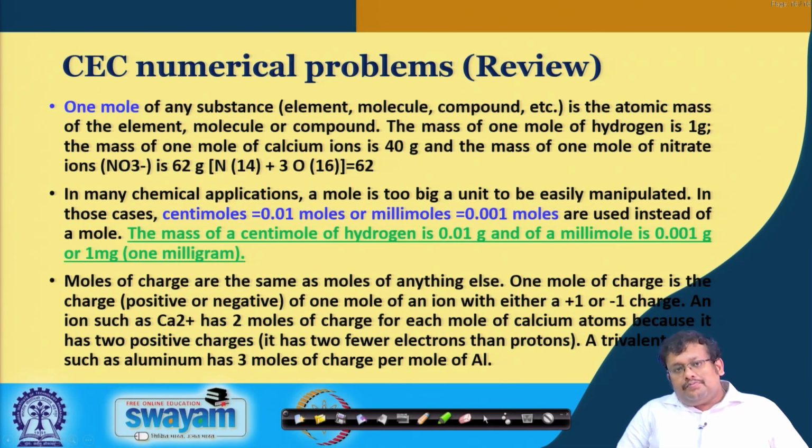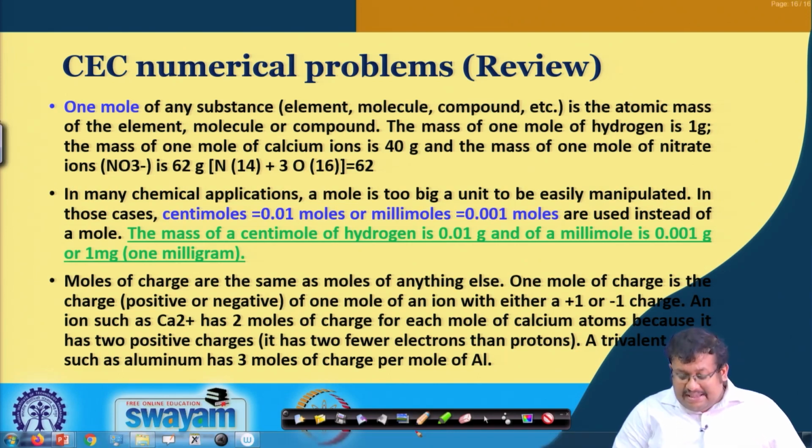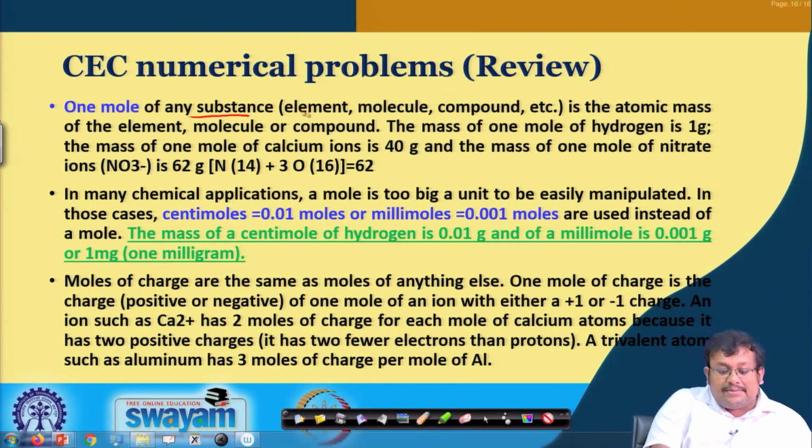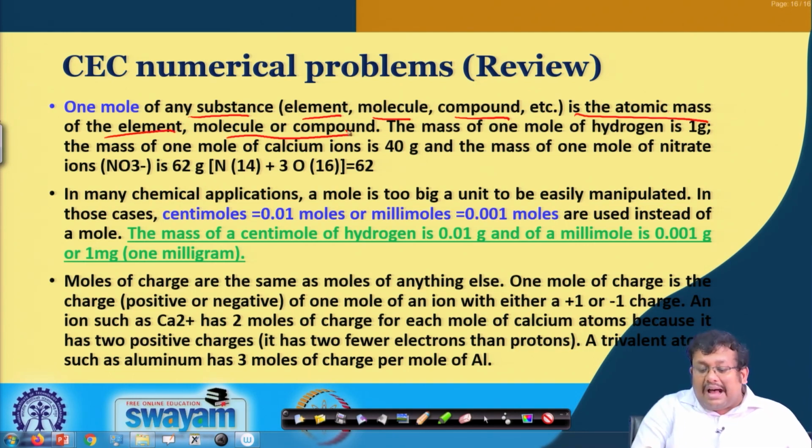Now, let us see some specific CEC numerical problems and how we can solve them. These are very easy, but before solving them we need to review a couple of things. Now, you know that one mole of any substance, either an element or molecule or compound, is basically the atomic mass of the element or molecule or compound in grams. So, the mass of 1 mole of hydrogen is 1 gram, you know that.